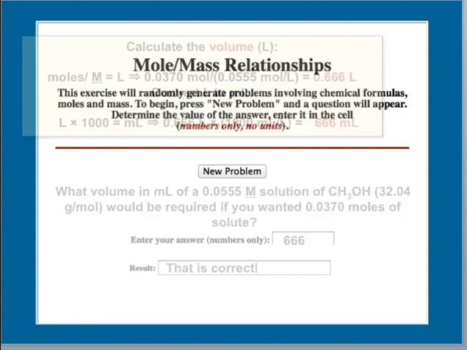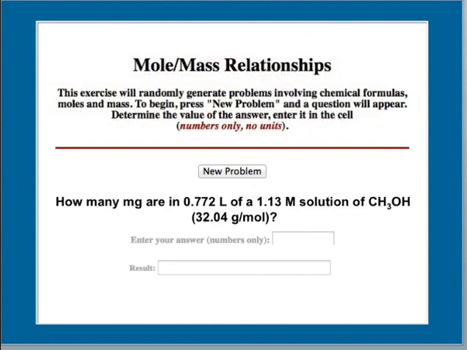Let's do one more here. How many milligrams, what a pain in the butt that is, are there in 0.722 liters of a 1.13 molar solution of methanol? And here's its molar mass. So what we're looking for here is mass, right? But we can't simply get mass. We're going to have to get moles first. Once we know moles, we can calculate mass, and then convert it to milligrams.